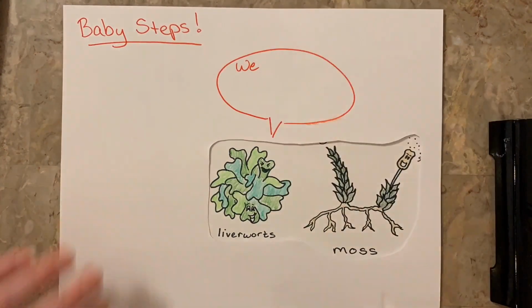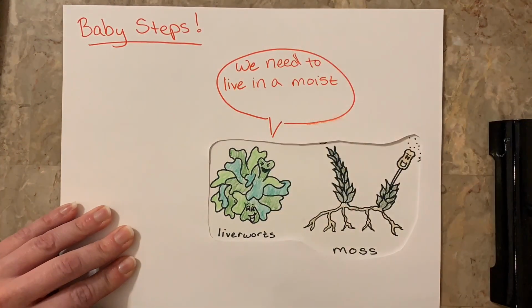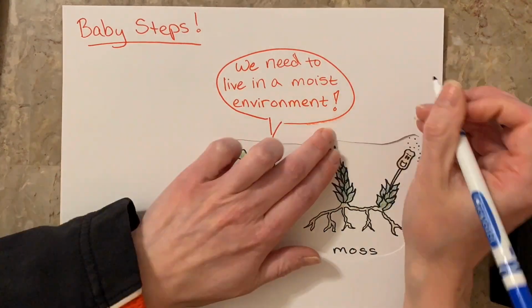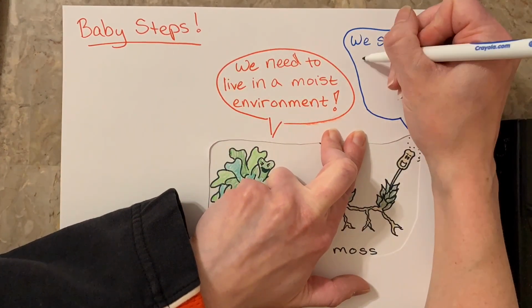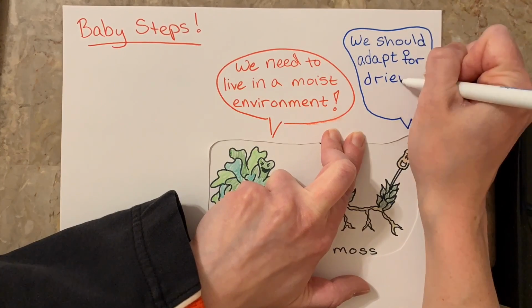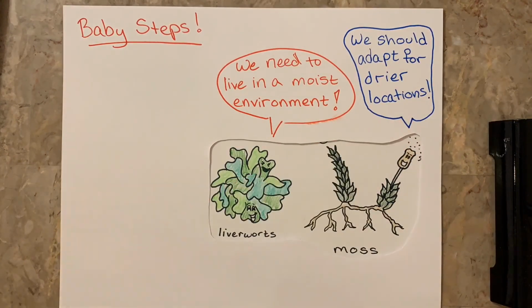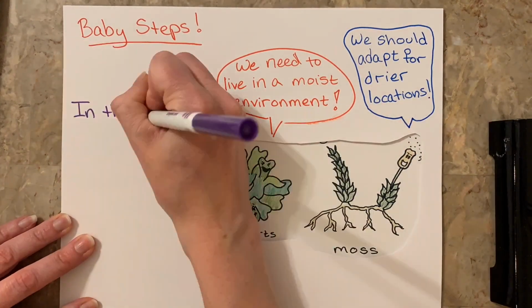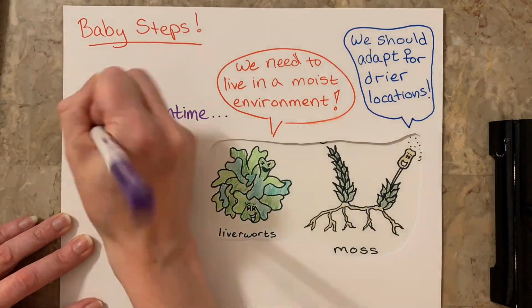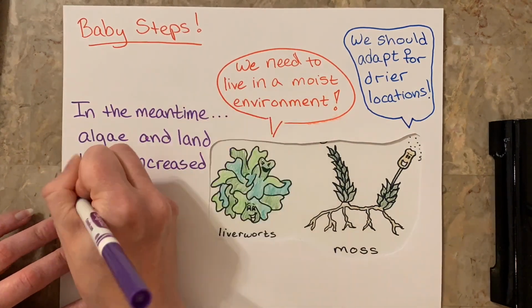So now these little plants are in quite the conundrum. They have to live in a moist environment, but should adapt to move to drier environments. But in the meantime, there is a lot more oxygen being put into the air, which is excellent.